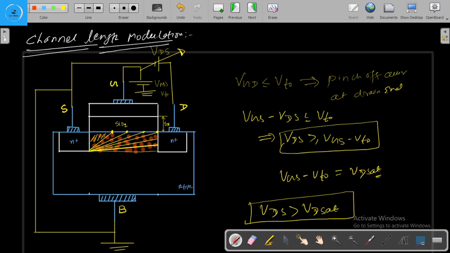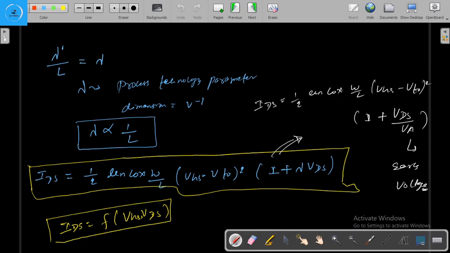When we increase the VDS beyond the VDsat, our drain to source current changes in the saturation region, and it is basically increasing. Earlier it was constant, and this is called channel length modulation.